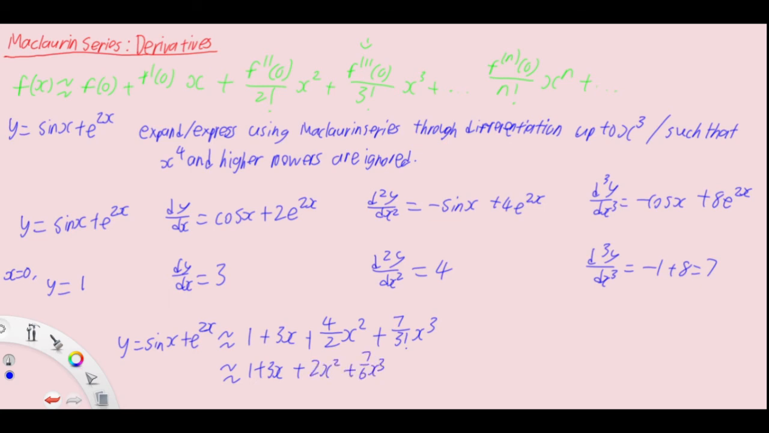So this is one way to do it, where we use an approximate sign. Another way is we can use an equal sign, and then we put the same answer, 1 plus 3x plus 2x squared plus 7 over 6 x cubed. But because it's an equal sign, we need to add the ellipsis. This is important because we have omitted other terms. As you can see, the actual formula goes all the way to the n plus 1 derivative. Actually, it's an infinite derivative. So there we have it, the derivatives from Maclaurin series.